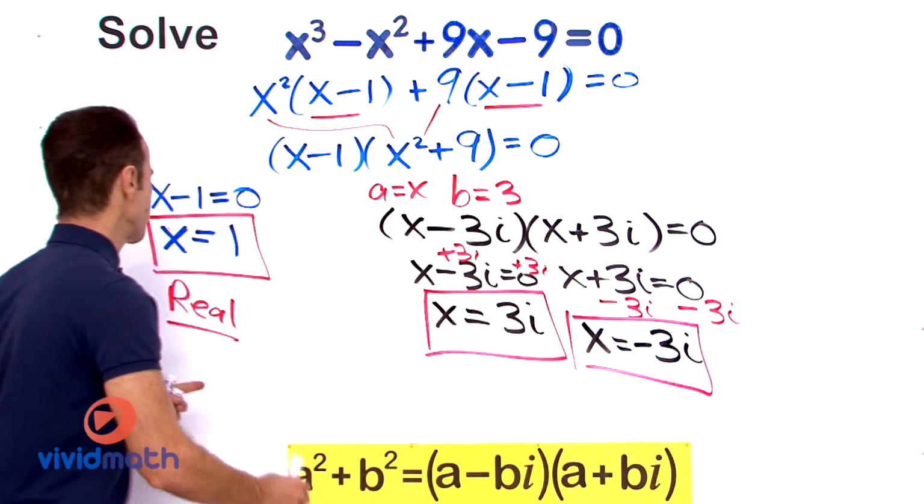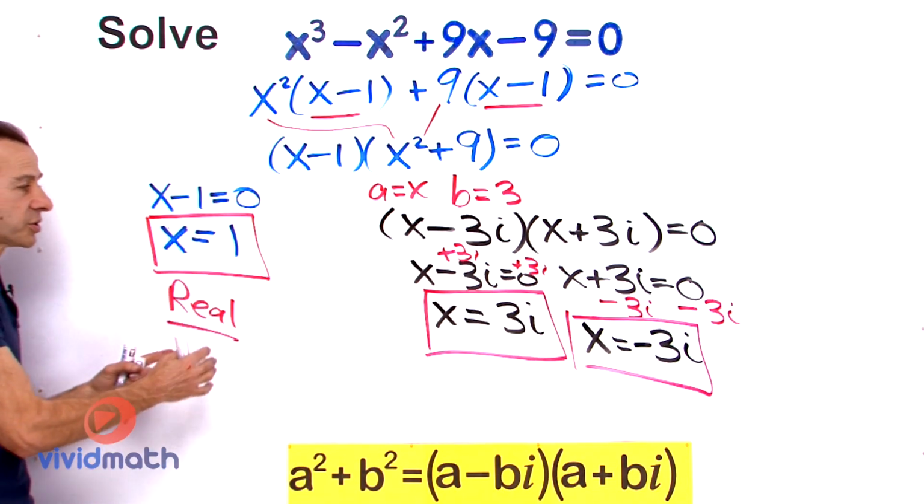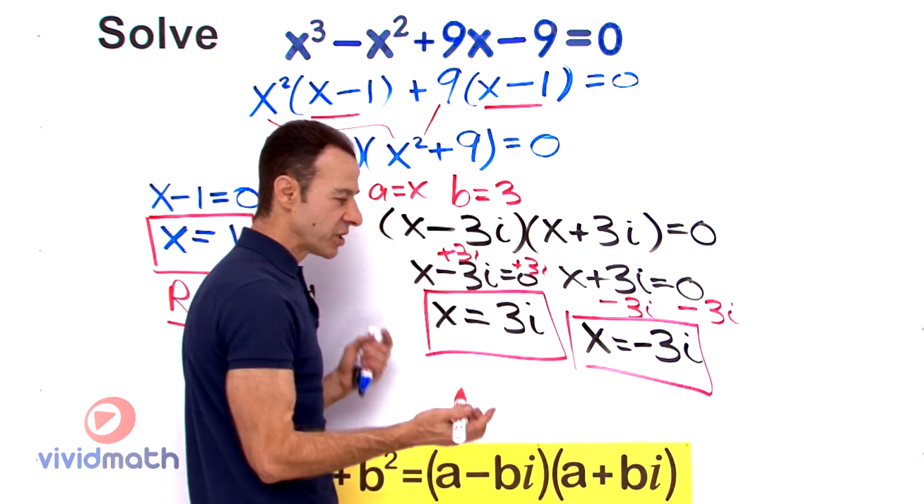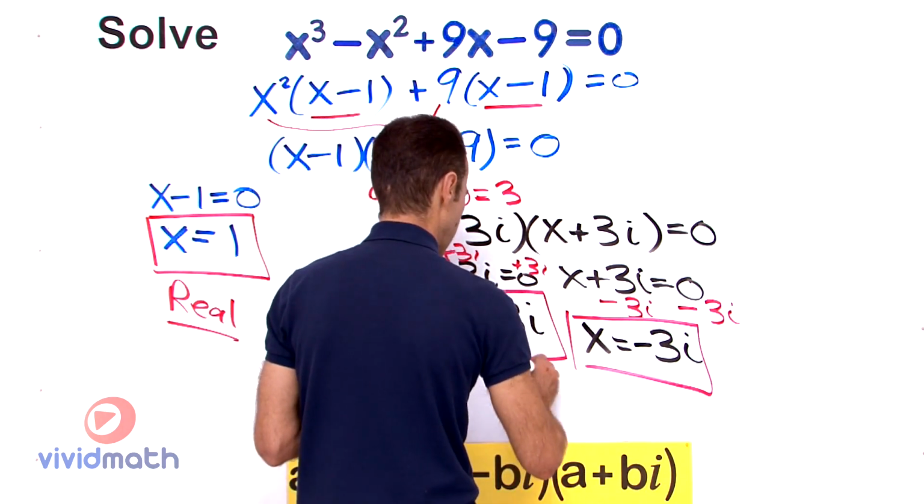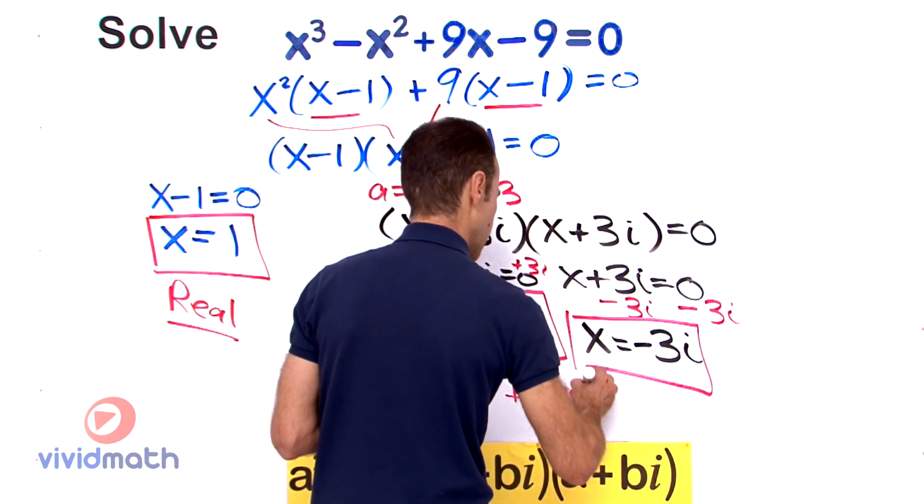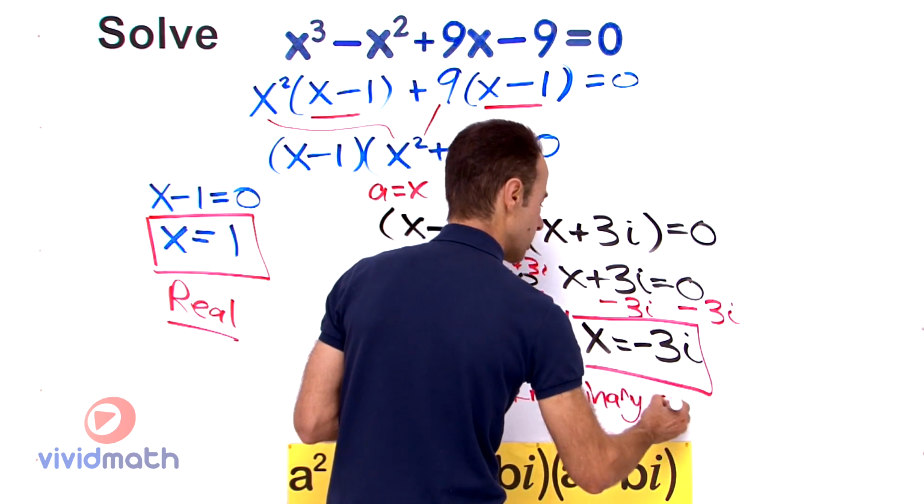Altogether 3 solutions. X equals 1 is a real solution, and these 2 have the imaginary unit, so these 2 are imaginary solutions.